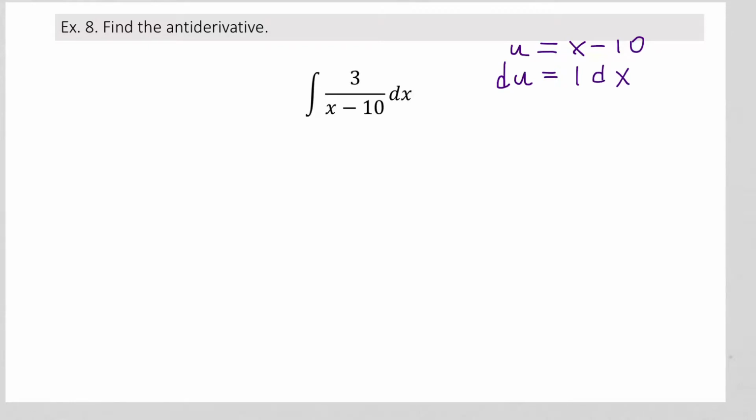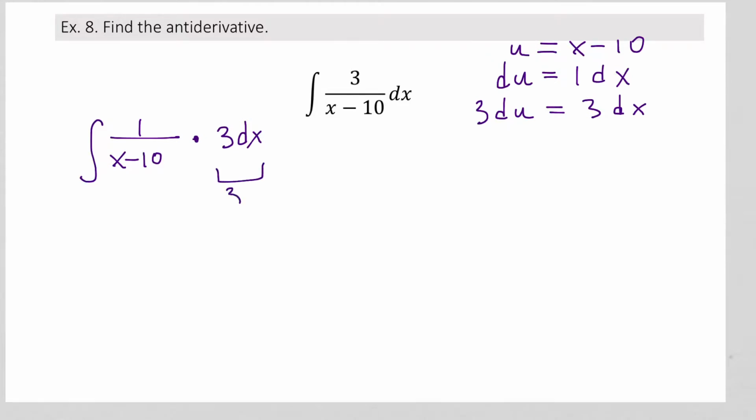So looking at my integral and how it's set up, I've got 1 over x minus 10 times 3 dx. So I need a 3 in here, so I would multiply to get 3 dx. So that means 3 dx is 3 du, and 1 over x minus 10 is 1 over u. So now my integral becomes the integral of 1 over u, 3 in the front, du.